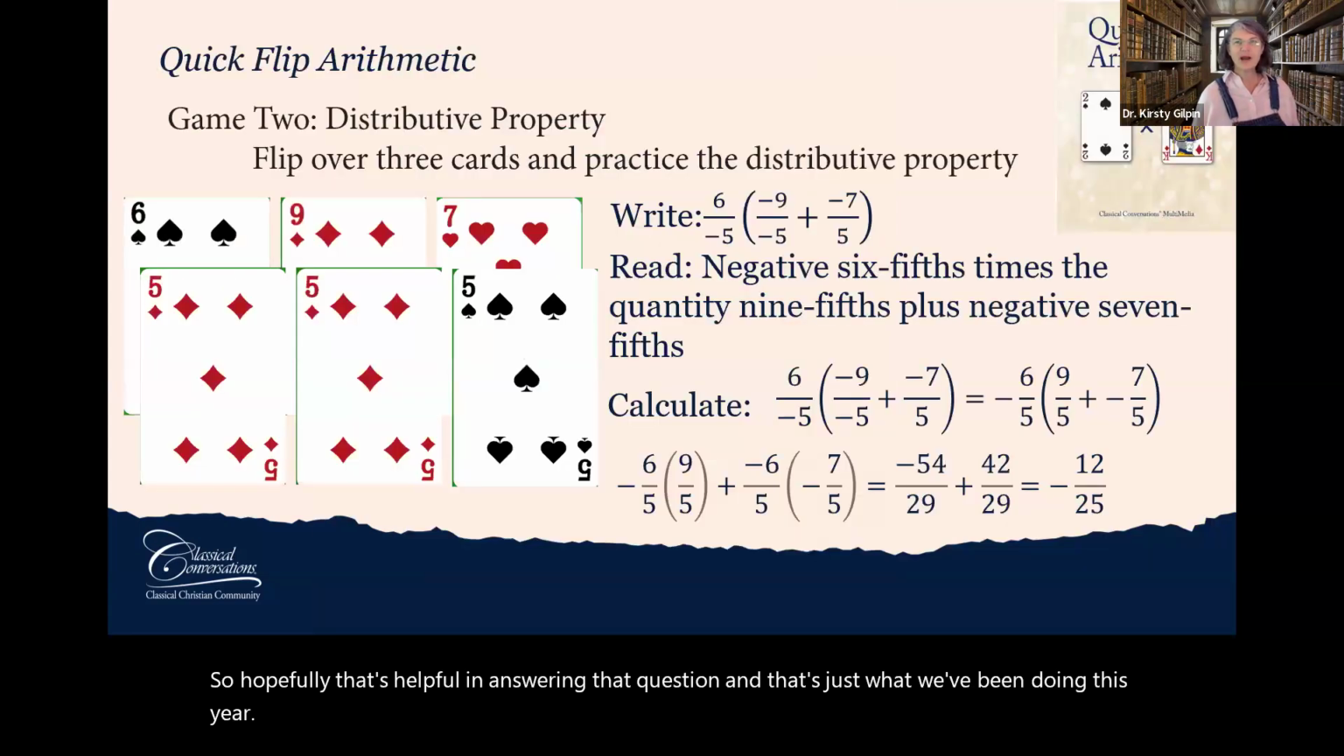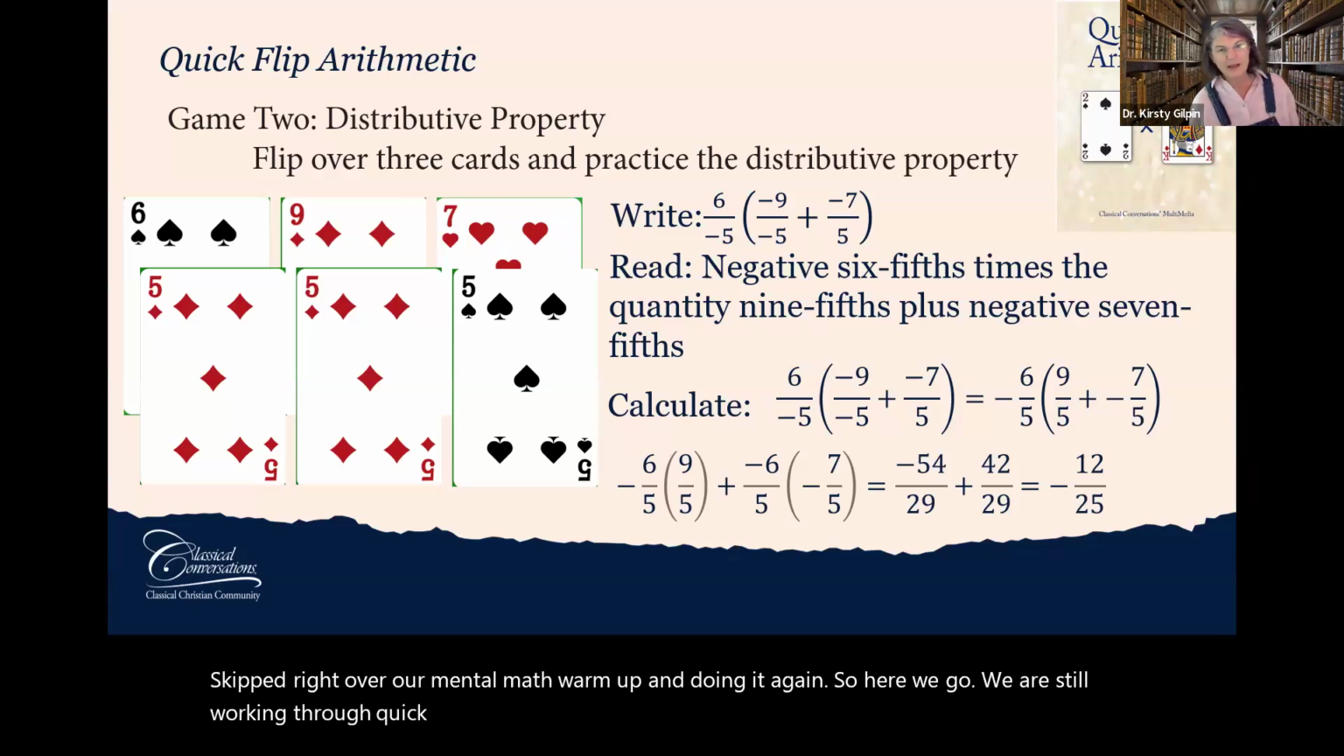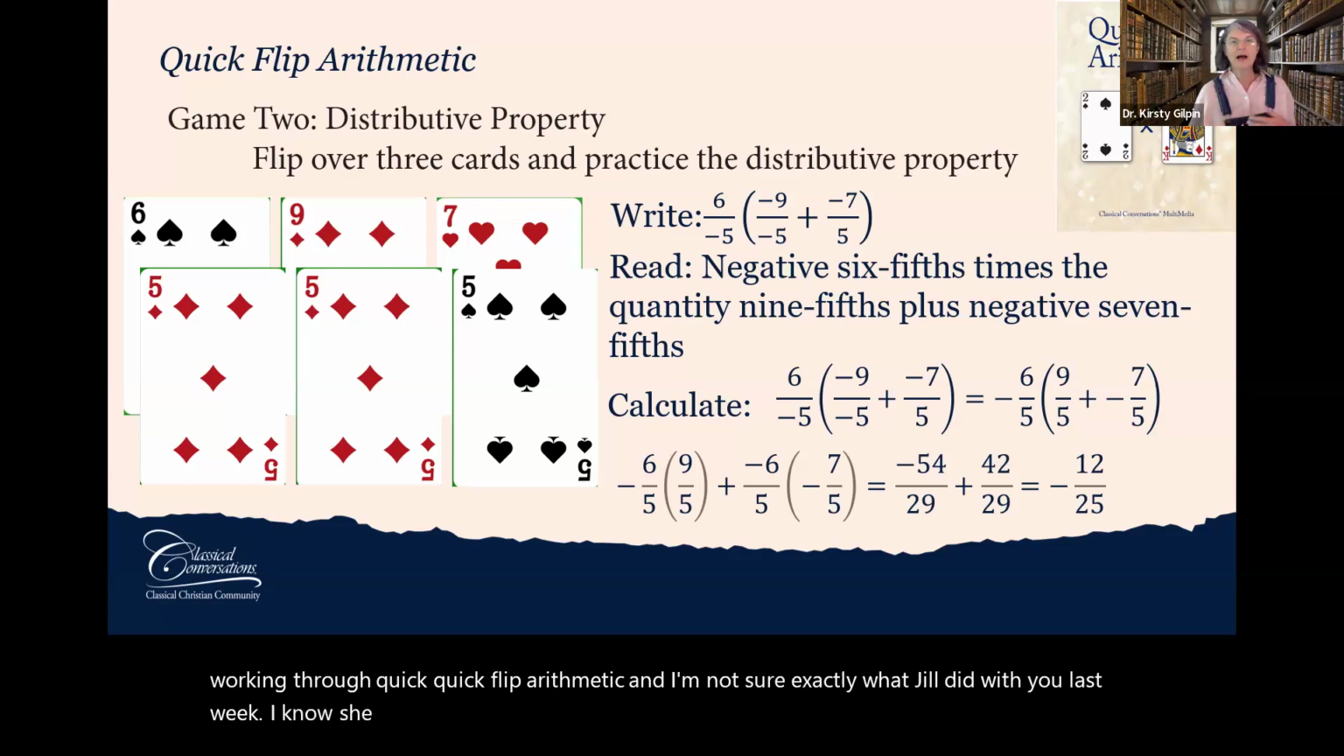Oops, skipped right over our mental math warm-up, so I'm doing it again. So here we go. We are still working through quick flip arithmetic. And I'm not sure exactly what Jill did with you last week. I know she was going to talk about positives and negatives, using your black cards as positive numbers and your red cards as negative numbers.